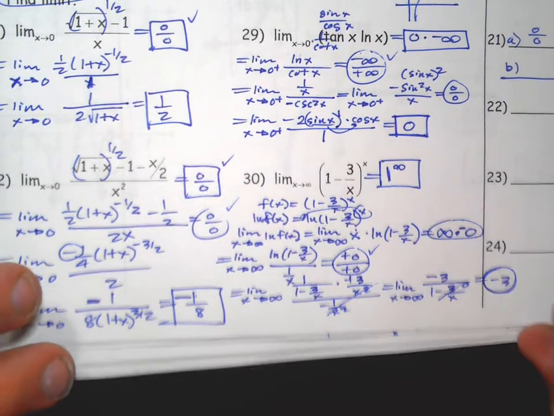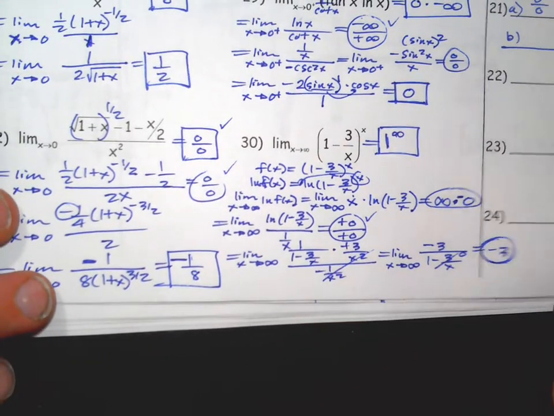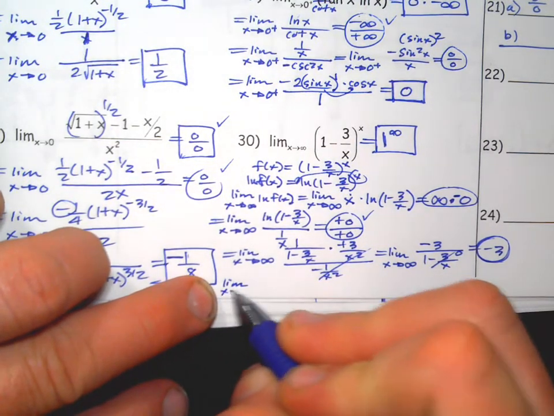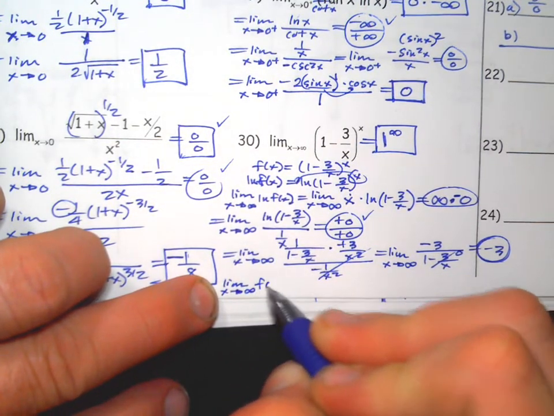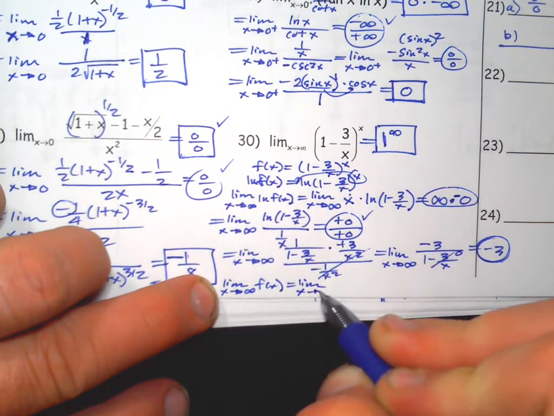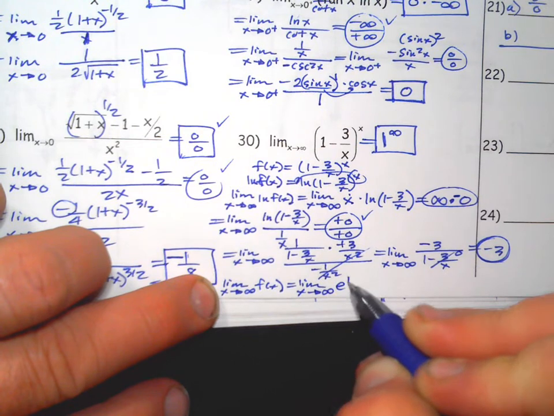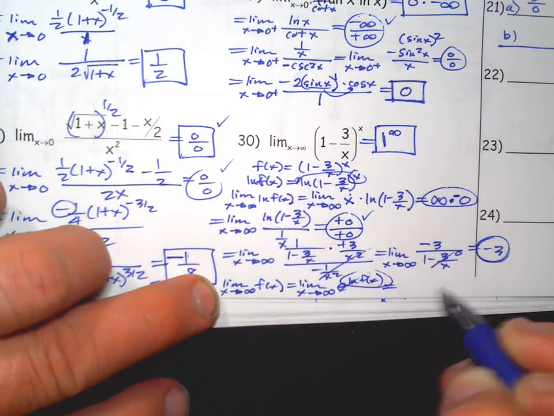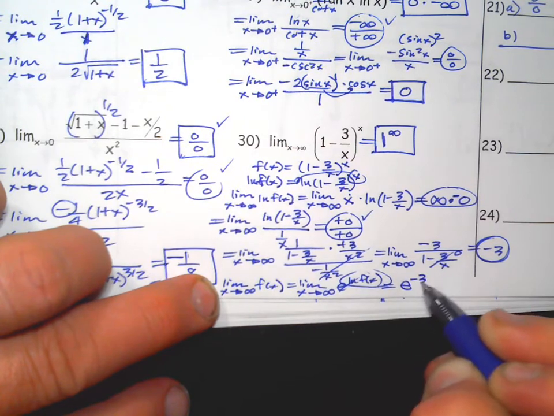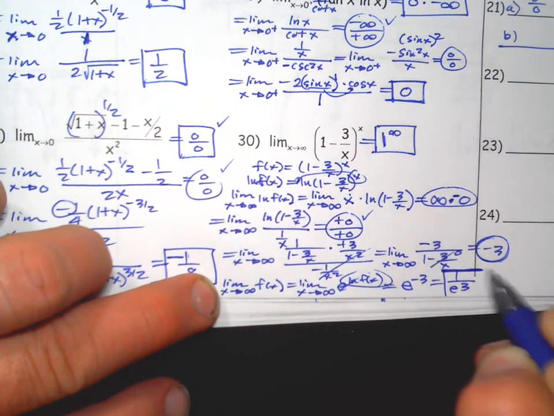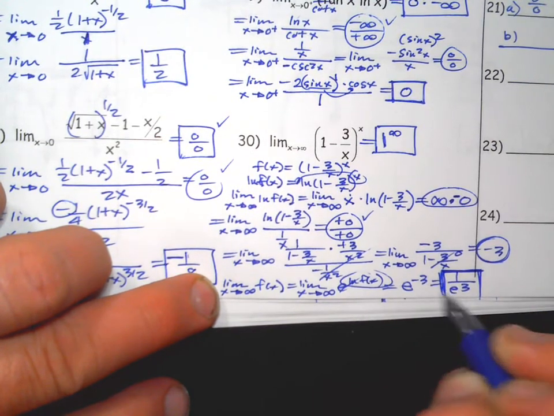But that's not your answer yet, because remember, we have to re-exponentiate the answer. The limit as x goes to infinity of f of x equals the limit as x goes to infinity of e to the natural log of f of x, which is what we just found. So that's going to be e to the negative 3, which is going to be 1 over e cubed. Be kind of the nicest answer to write for that.